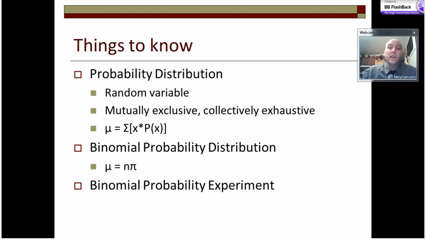We also know that the expected value, or mean, of a binomial probability distribution is nothing more than n times pi. We've gone through some details of a full binomial probability experiment, talking about having a fixed number of trials with a success probability and targeting a specific number of successes. That's the stuff you need to know out of Chapter 6.